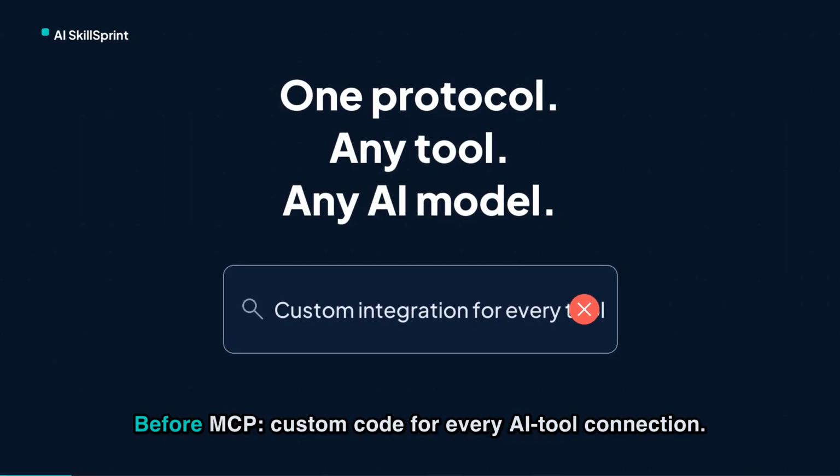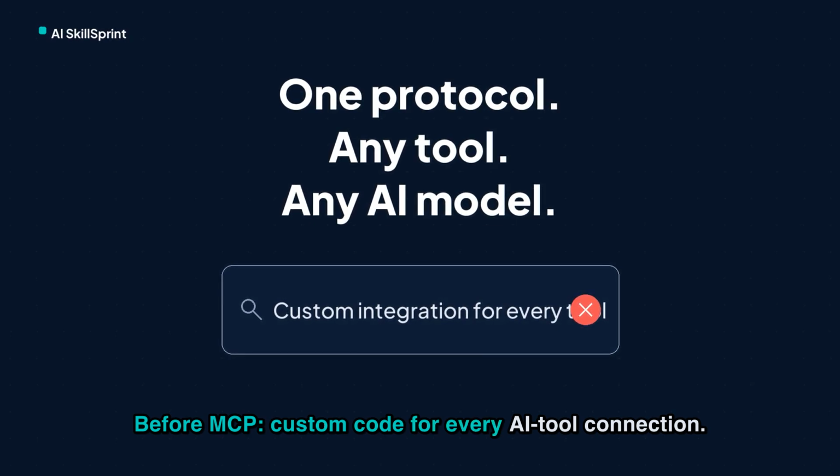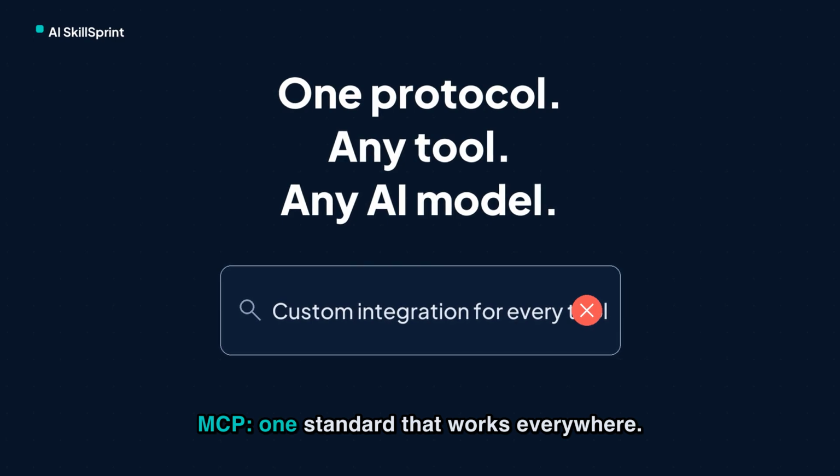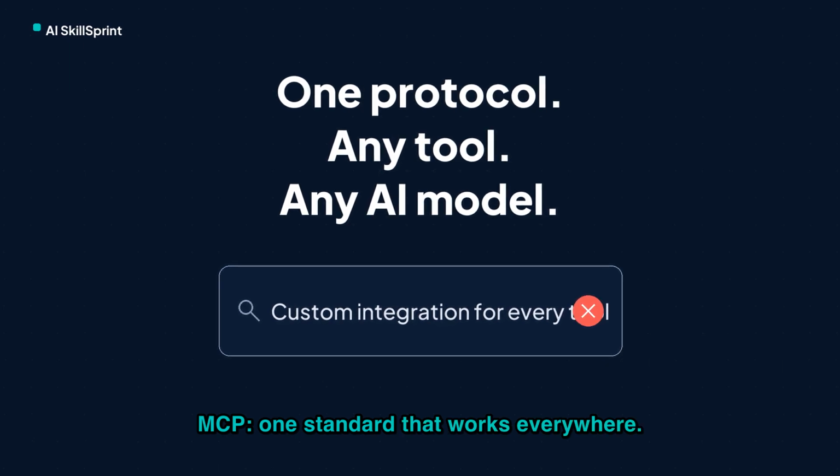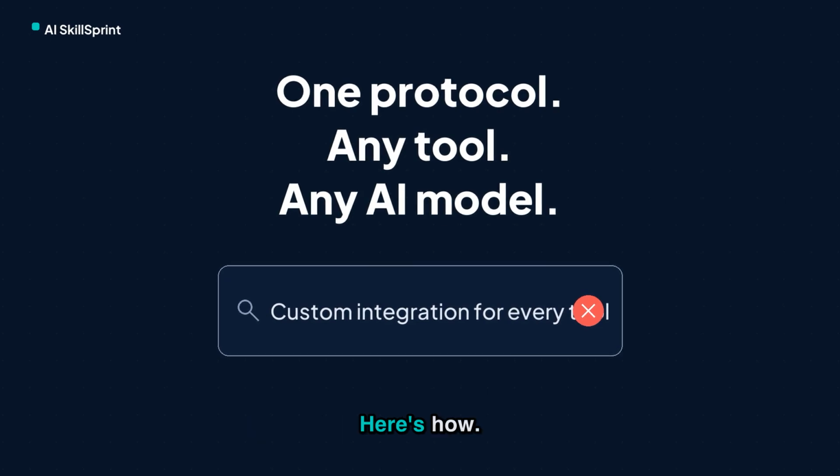Before MCP, connecting an AI model to a tool meant building a custom integration. Connect it to Slack? Custom code. Connect it to your database? Custom code. Connect it to GitHub? Custom code. Every new tool was a new integration project. MCP changes that. One standard. Any tool. In 5 minutes, you'll understand what that means.